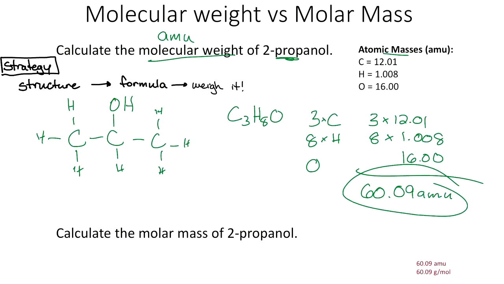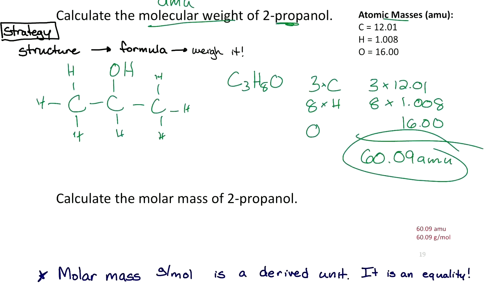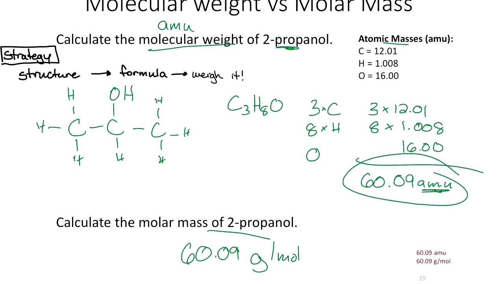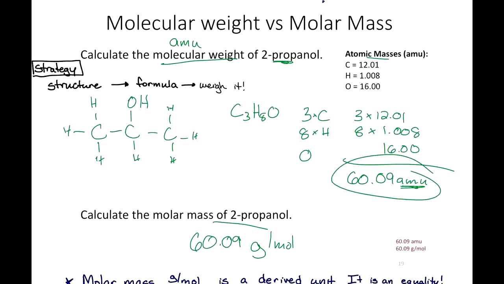So if we want to calculate the molar mass, we need the mass of a mole's worth of propanol molecules. So a lot of them. Do I have to do all those calculations again? Nope, we just have to be clever and recognize that AMU is the mass of one molecule. What's the mass of a mole's worth of propanol? It is 60.09 grams per mole. So we don't have to do all those conversions. Same periodic table, just a different unit here.